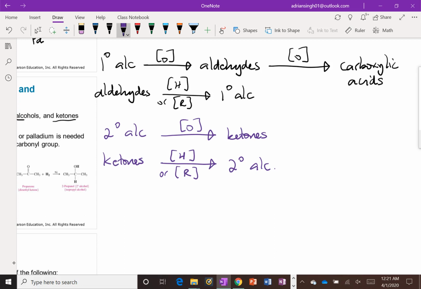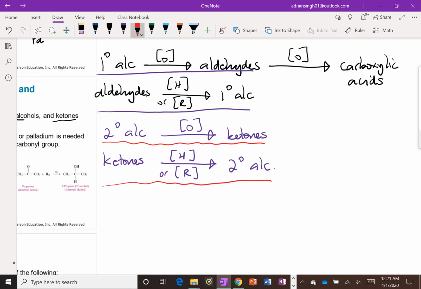So primary alcohols can be oxidized to aldehydes. Aldehydes can be reduced back to the primary alcohol. Secondary alcohols can be oxidized to ketones. Ketones can be reduced back to the secondary alcohols.